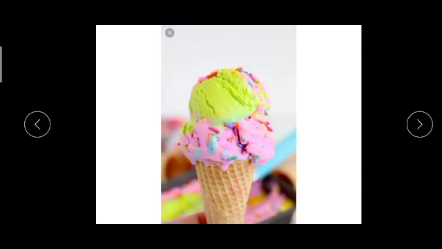Okay, so now tell me what you see. Yes, it is ice cream. Do you like ice cream? How do we make ice cream? Yes, we make it by cooling it.